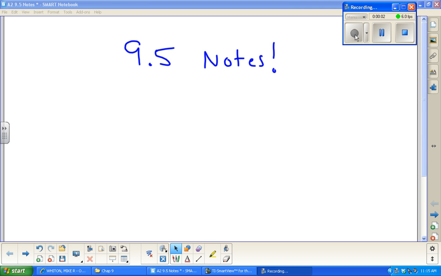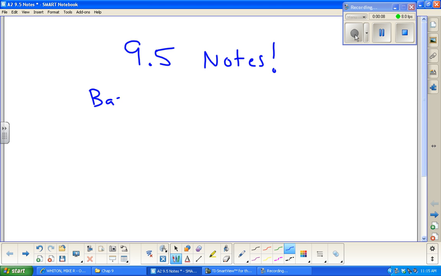Okay, so this will be Algebra 2, Section 9.5 notes. The section deals with base e and natural logarithms. And if you remember, the whole chapter's kind of been about exponential functions, logarithms. So this is kind of like a special case here.